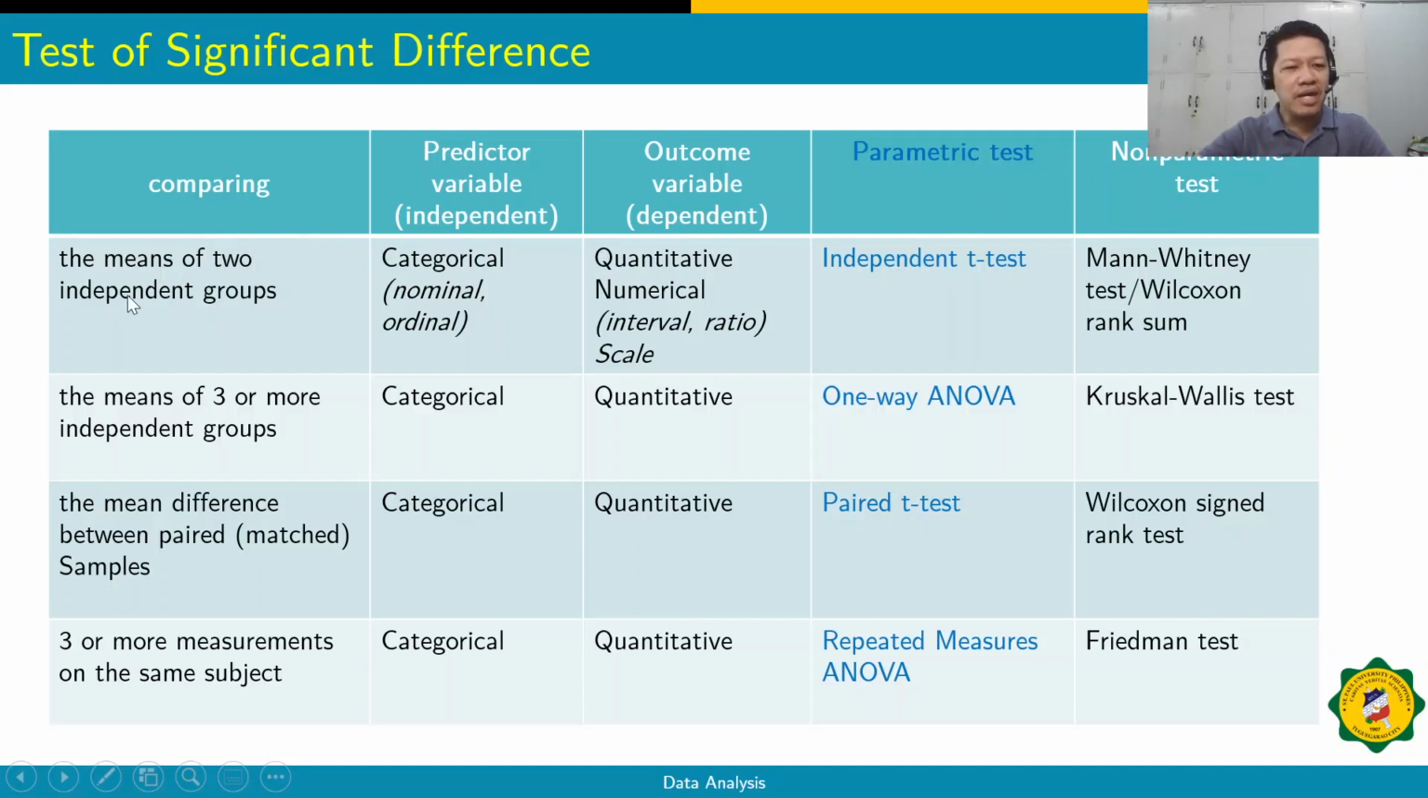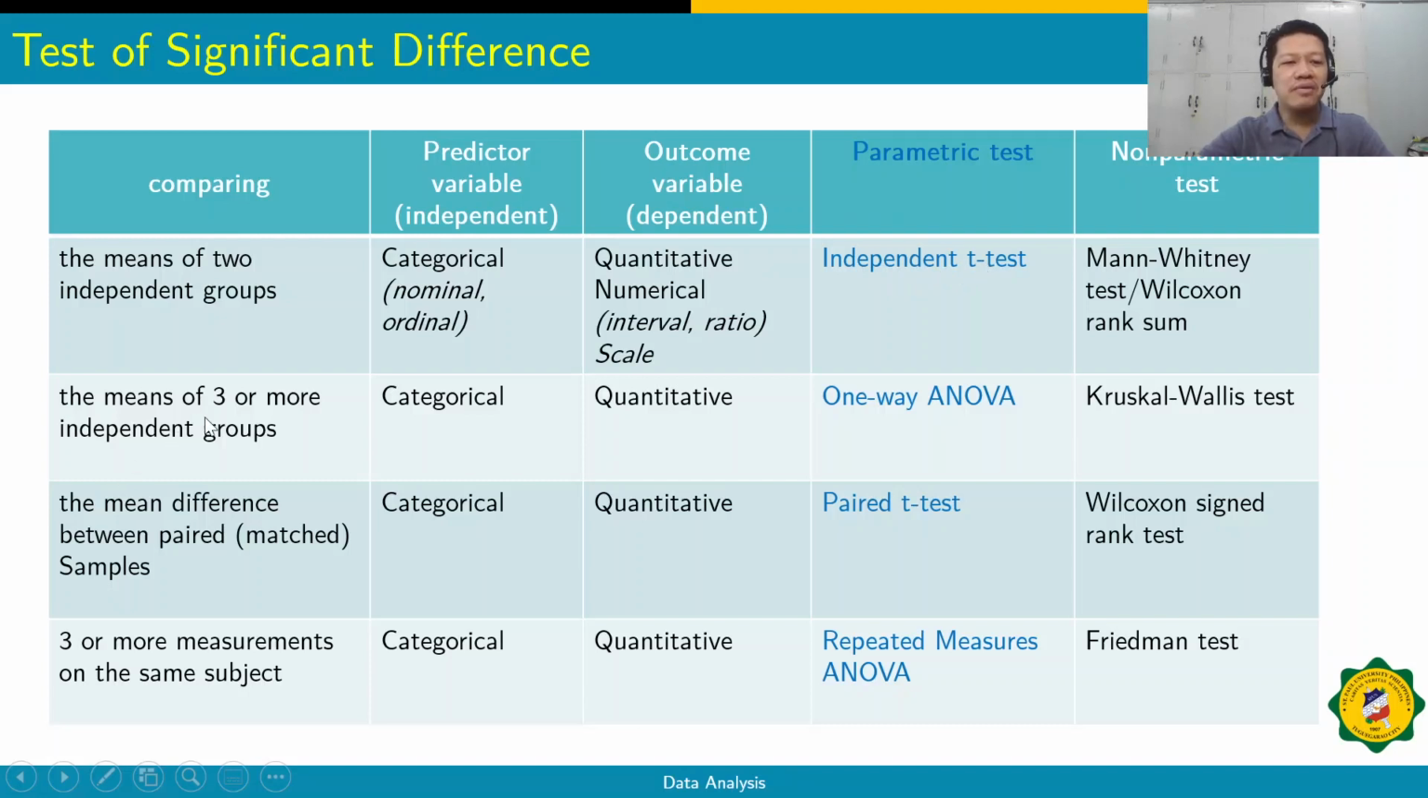Let's have comparing the means of two independent groups, two different groups. If the independent variable is categorical, should be nominal or ordinal, and your dependent variable, the one being measured or gathered, should be quantitative or numerical, and numerical means these are in the interval or ratio level. In our SPSS software, these two are termed as scale. So you may use independent t-test.